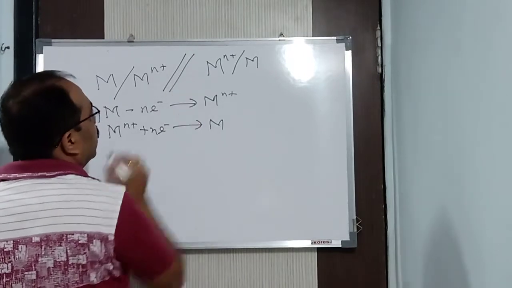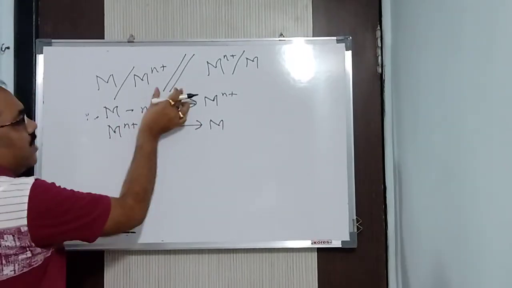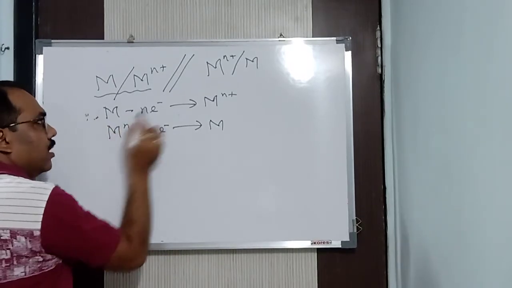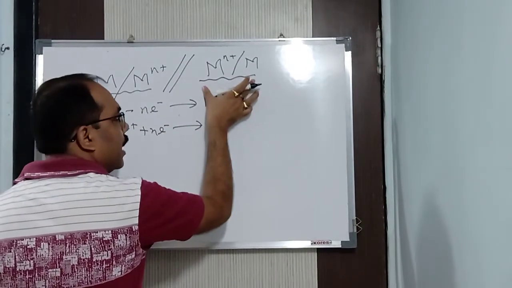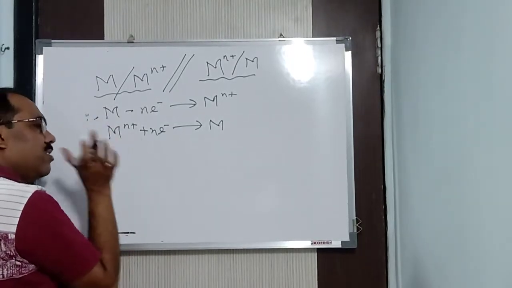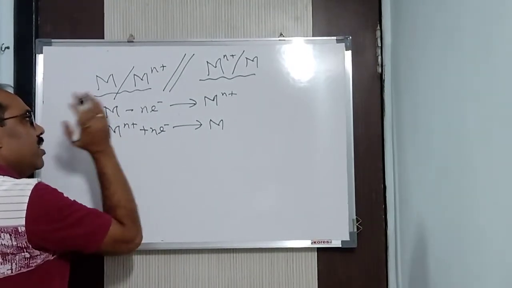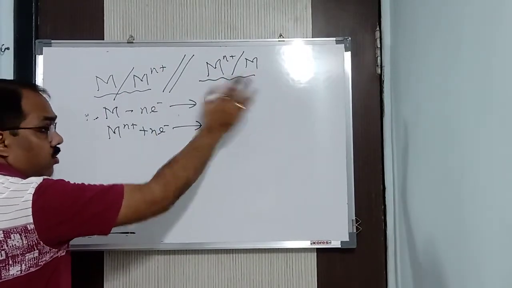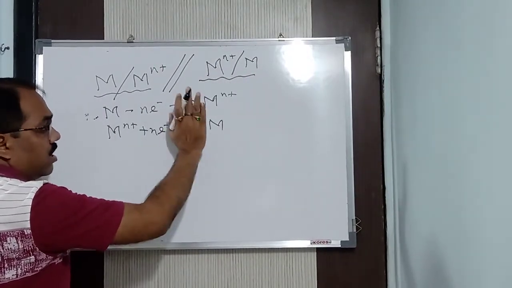And in between I will put a double slash. Double slash is what? The salt bridge. So this is your oxidation part, the anode, and this is your reduction part, the cathode. So this is the cell representation, and you have to always write in this manner only. Always oxidation is written on the left hand side, reduction is written on the right hand side. You can't change it.